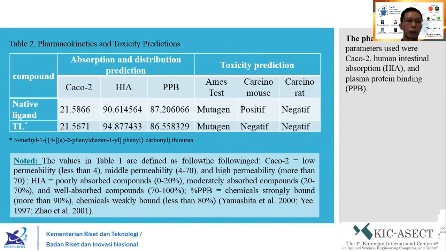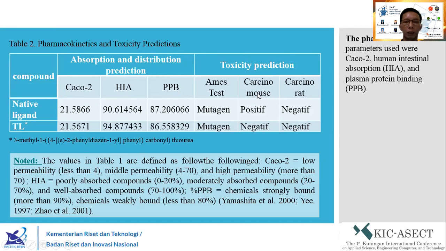After that, we get the pharmacokinetic and toxicity prediction. The data of pharmacokinetic and toxicity prediction we get from the pkCSM server. The pharmacokinetic parameters used were CaCO2, human intestinal absorption, and plasma protein binding. And we can compare the pharmacokinetics and toxicity of the native ligand and test ligand. We look one by one. The native ligand gets CaCO2, HIA, and plasma protein binding. I think the native ligand and test ligand are almost similar. So the absorption and distribution condition between the native ligand and test ligand is the same, not too different.